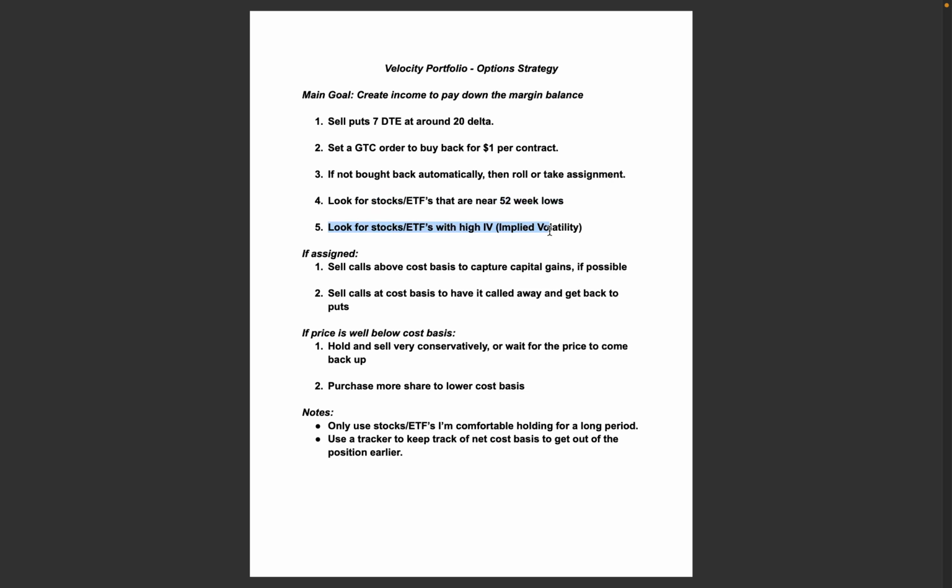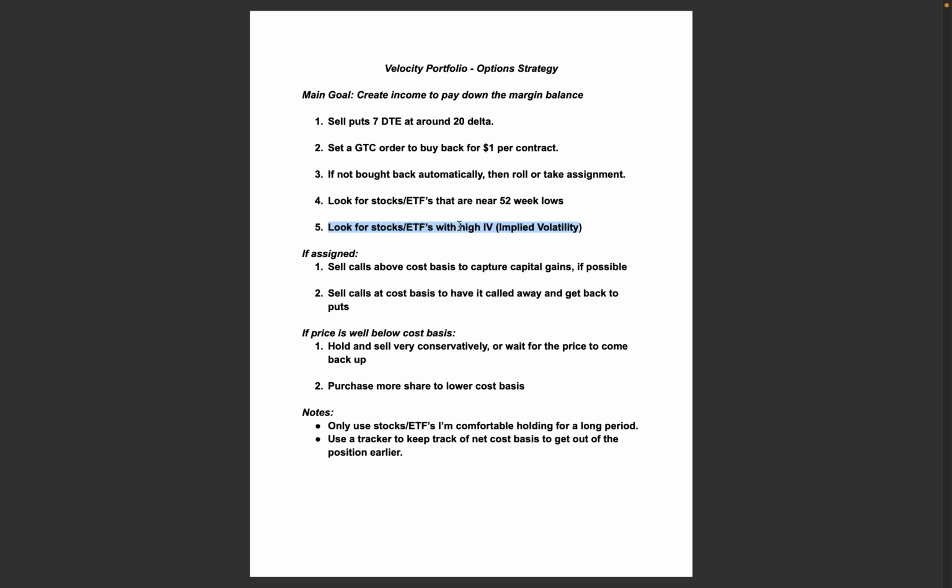Number 5, I look for stocks and ETFs with high implied volatility. These are easy to jump on because the higher the implied volatility, the more premium you're going to get from selling. So it's hard not to just jump into all of these, but I try to keep a mix of what I think is safer, finding stocks and ETFs near their 52-week lows, and some with high implied volatility to generate some more income.